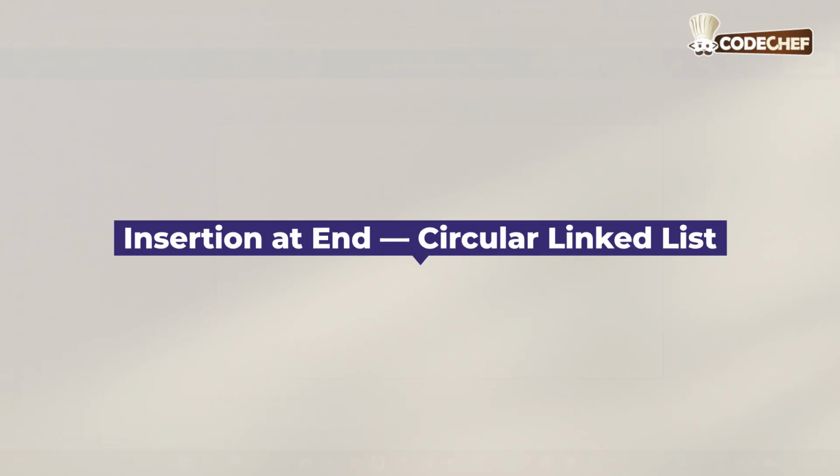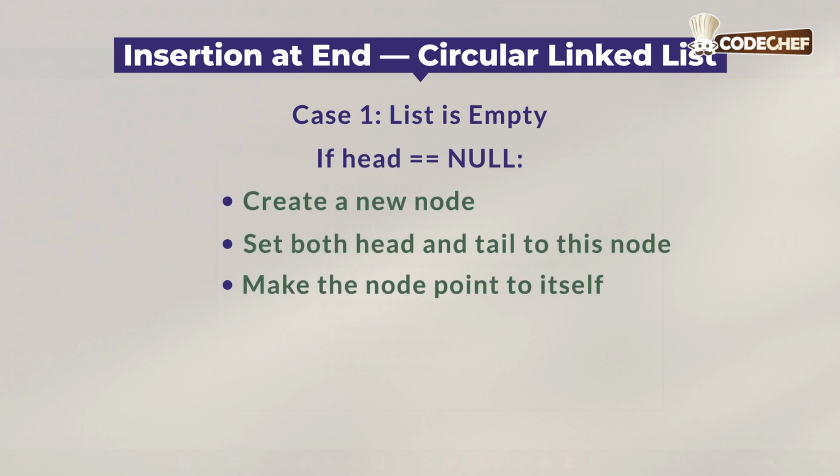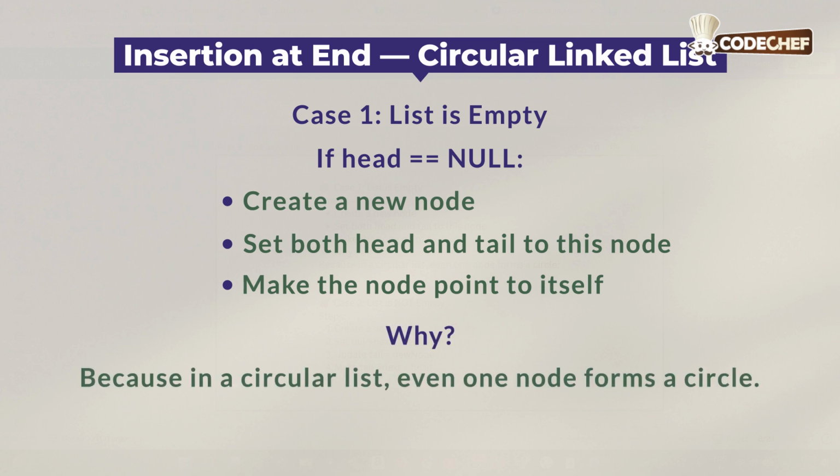Insertion at end, circular linked list. Now let's learn how to insert a node at the end of a circular linked list. Case 1: the list is empty. So, if head is empty, create a new node, set both head and tail to this node, and make the node point to itself. Because in a circular list, even one node forms a circle.